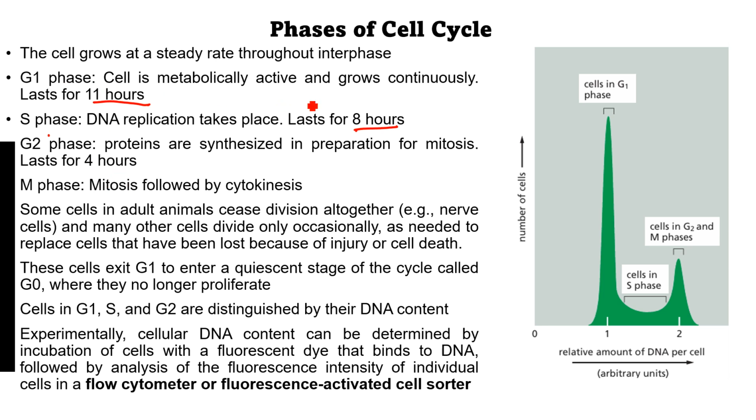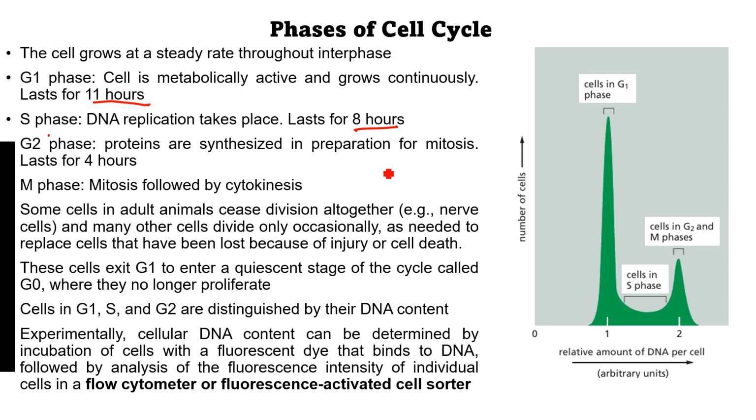So in the G1 phase, the cell grows and is metabolically active. In the S phase, the DNA replication takes place. It lasts for 8 hours. And in the G2 phase, the proteins are synthesized in preparation for mitosis, and it lasts for 4 hours. The M phase is the phase where mitosis, or the cell division, happens.